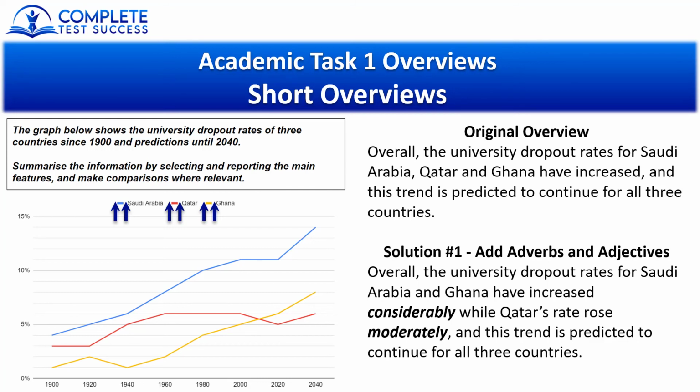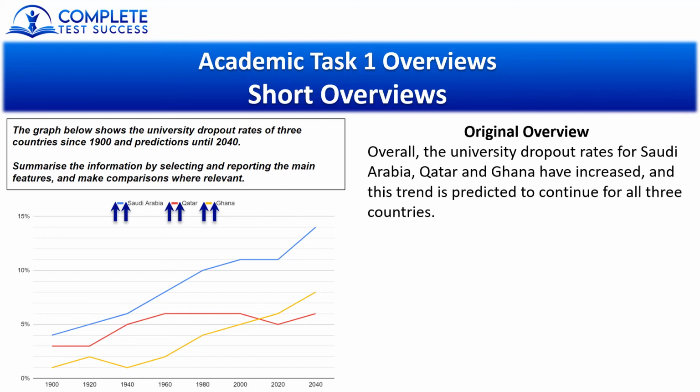You'll notice that I needed to separate Qatar from the other 2. This is because only Saudi Arabia and Ghana increased considerably, and if I wrote that they all increased considerably, this would be inaccurate and that would negatively affect my task achievement score.